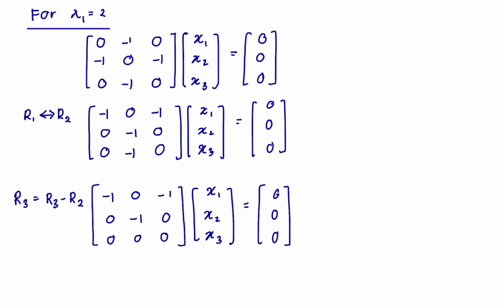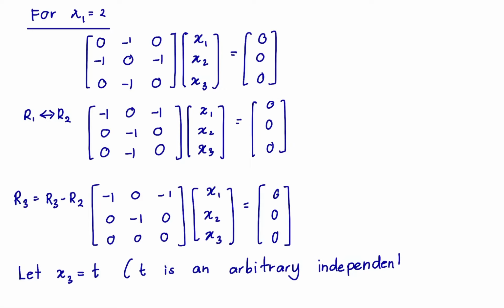Hence, we have to make an assumption. So let us just let x3 equals to t. T is an arbitrary independent variable. So what does arbitrary mean? It means that you can have various values that may be assigned to this, but it remains unaffected. Let us say x3 equals to 3. Now we can use back substitution.